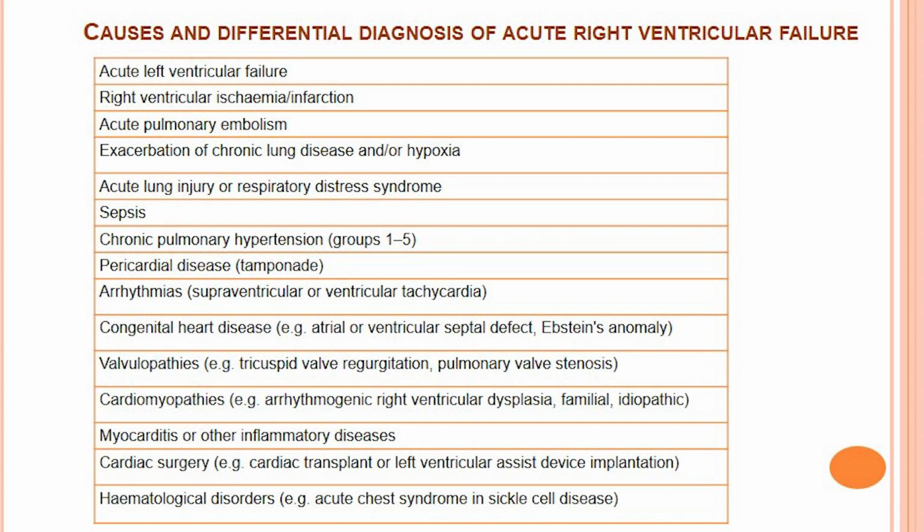So what are the common causes and differential diagnosis of acute right ventricular failure? Those are acute left ventricular failure, right ventricular ischemia or infarct, acute pulmonary embolism, chronic lung disease, acute lung injury with or ARDS, sepsis, pericardial disease, arrhythmias, congenital heart disease, vasculopathies, cardiomyopathies, and so on.